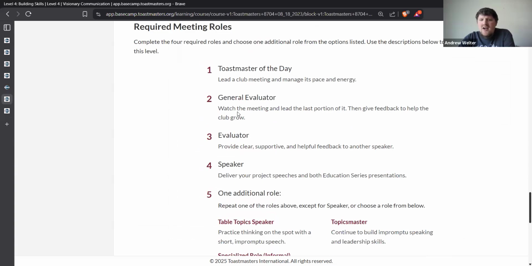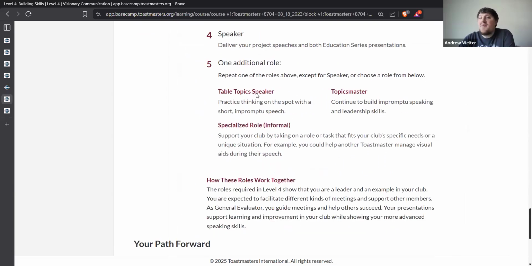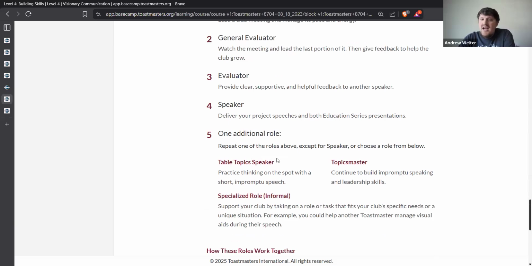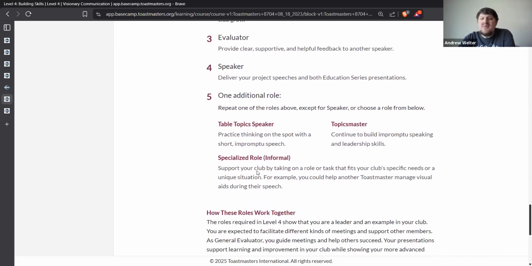So know that those are available. And then down here, you have the required meeting roles. You have your Toastmaster of the day, general evaluator, now in level four. It is now required. Again, you still have that speech evaluator and speaker. Those are going to be in every single one. And then the additional role, table topics speaker, not master. So make sure people are paying attention on the wording of the difference between speaker and master. Because then right next door you have the table topics master or a specialized role. A couple of people have asked, what does that mean?